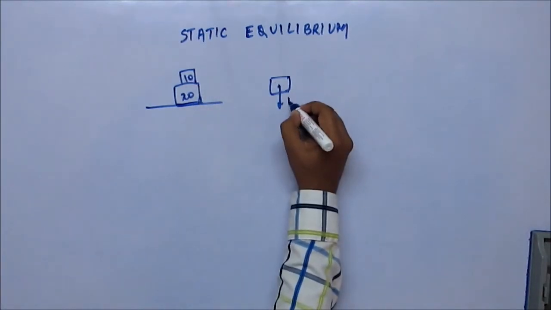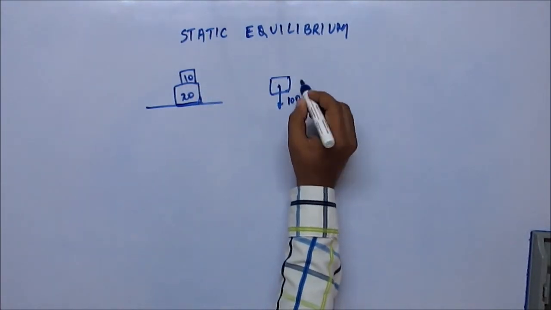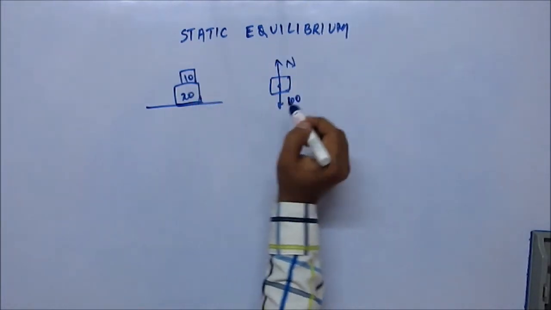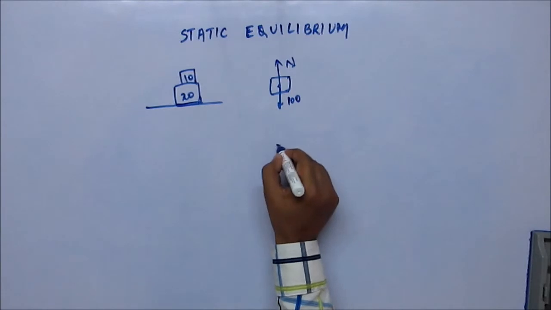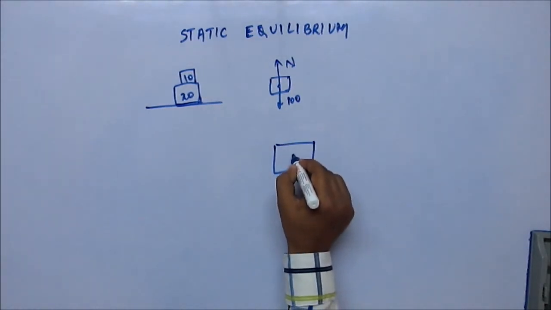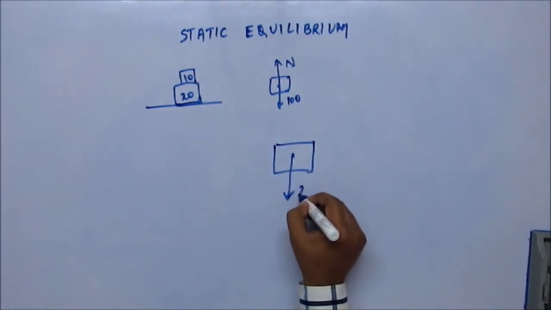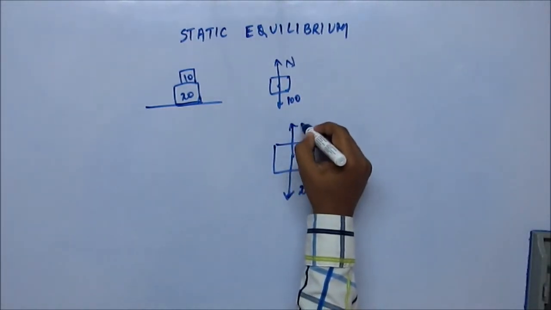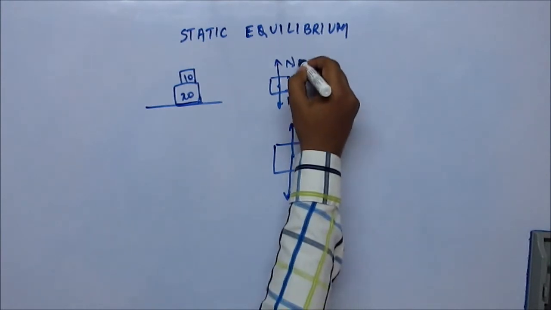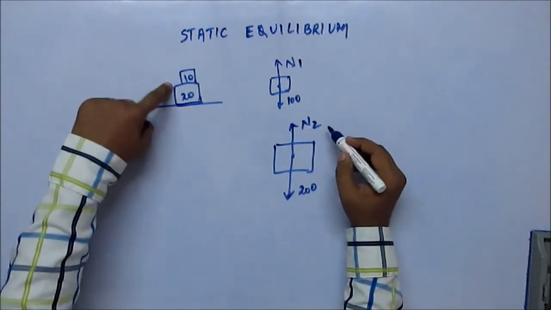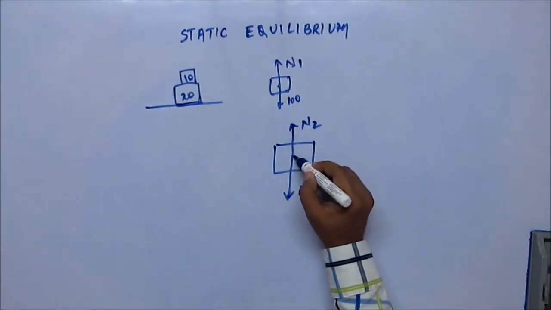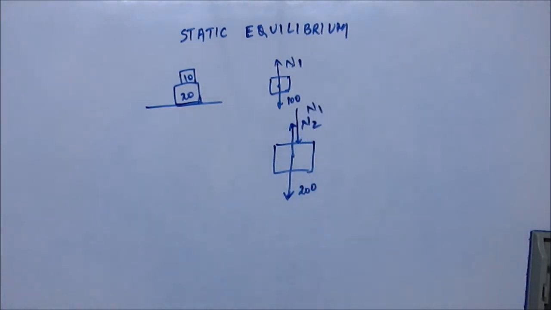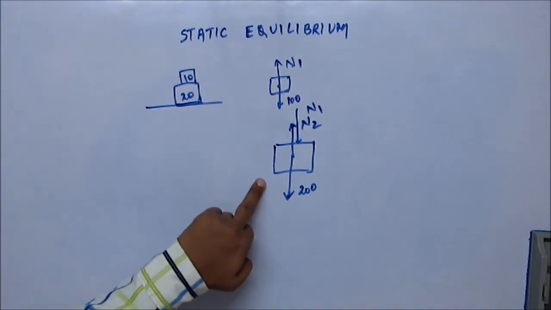Mg in this case will be 100, m into g. And this is the normal reaction, N1. I've drawn the FBD of the 10 kg block. Now let's draw the FBD of the 20 kg block. Mg would be 200. The normal reaction from this surface will be upward, N2. And the normal reaction from this surface will be downward. Let us draw it like this, N1.